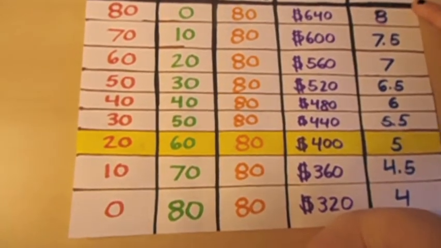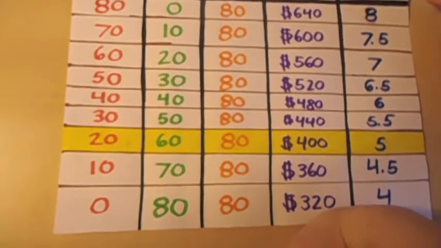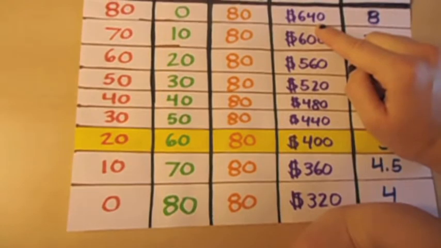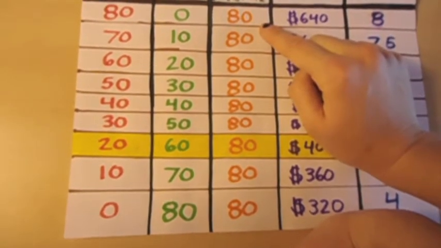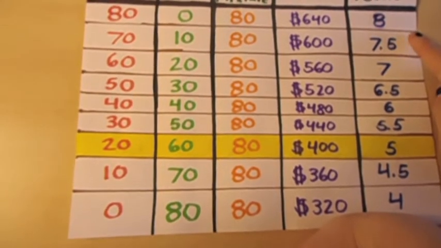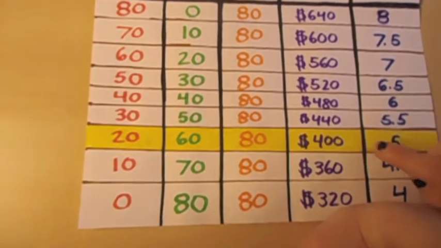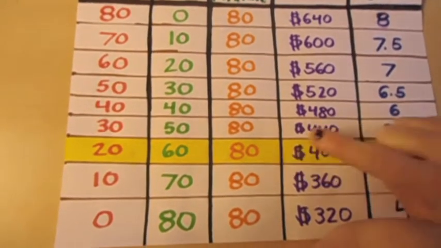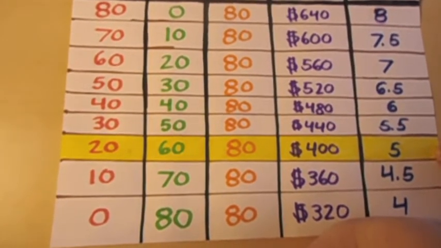The final column is the price per pound. This can simply be found if you take the total price, which in the first row is 640, and divide it by the total pound mixture, which is always going to be 80, which gets $8 per pound. Similarly, down here, if you take 400 total price and divide it by the total pound mixture of 80, you get $5 per pound.